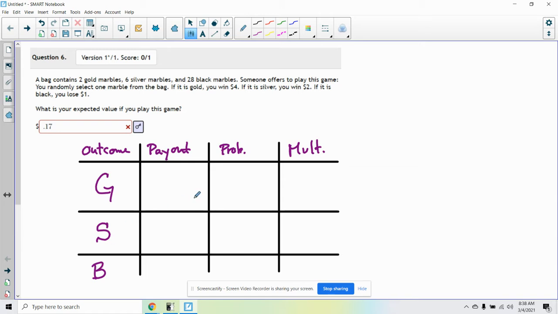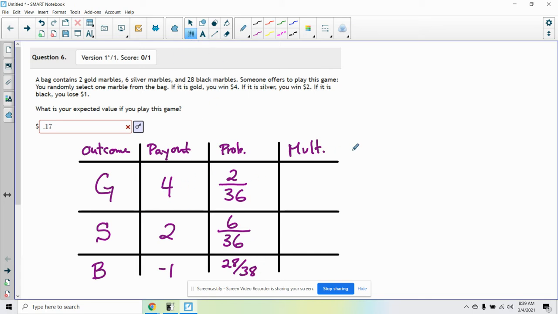So what do I get if I pick a gold marble? Well, if I pick a gold marble, it says you win 4. If I pick a silver marble, you win 6. And black, you lose 1. So that's going to be a -1. So the probability of each situation, I have 2 gold marbles out of a total of, what's that, 36. So this is going to be 2 out of 36. Probability of a silver, there are 6 silver, so that's going to be 6 out of 36. And then we have 28 black, so that's going to be 28 out of 36.